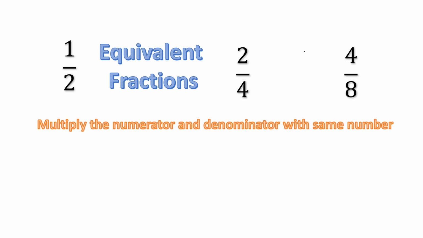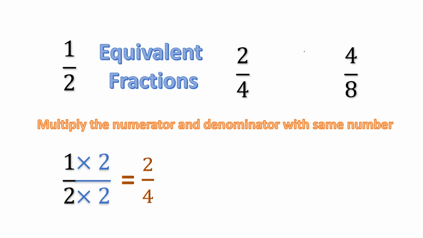To get equivalent fractions, we have to multiply the numerator and the denominator by the same number. Means, we have the fraction 1 over 2. Let us take any number. I am taking the number 2. I am going to multiply the numerator and the denominator both by 2. So 1 multiplied by 2 in the numerator gives us 2. 2 multiplied by 2 in the denominator gives us 4. Thus we get 2 over 4, which is an equivalent fraction of 1 over 2.